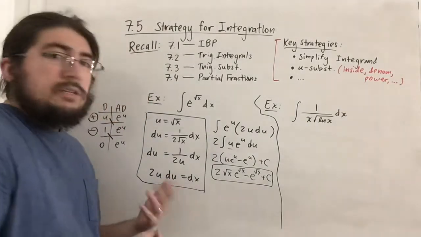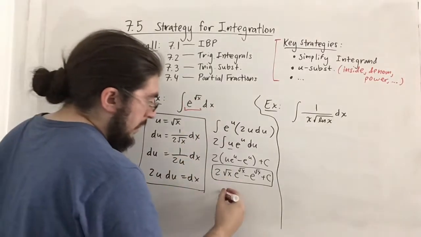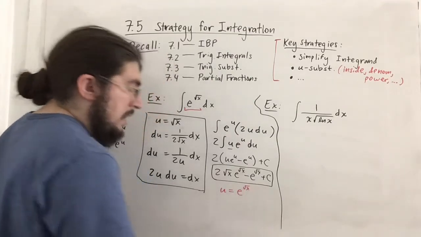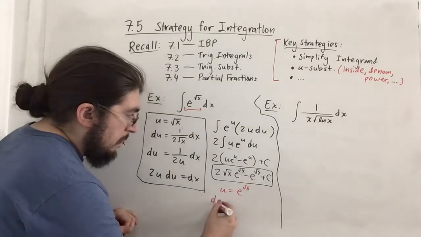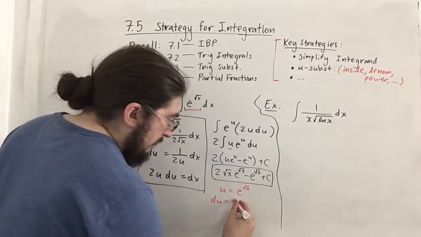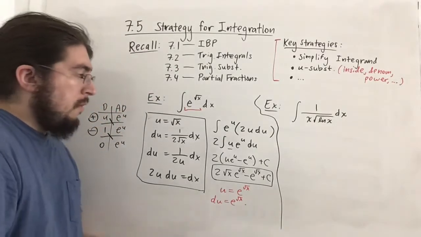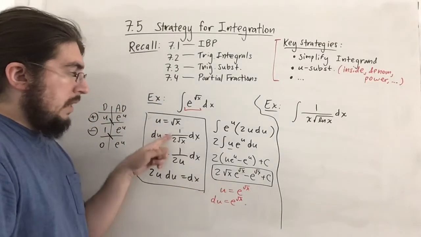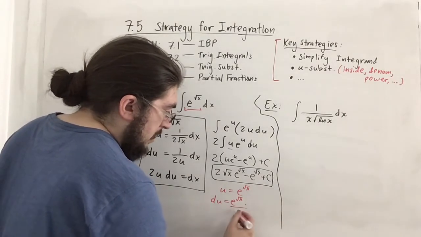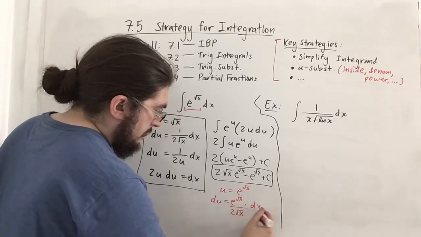So let's just ask ourselves what would happen if u was equal to the whole integrand e to the radical x. Well, if u was equal to e to the radical x, then du, its derivative, would be what? Well, derivative of e to anything is itself, but then you have to multiply by the derivative of the power by chain rule. And we already saw derivative of radical x is this, so we end up getting essentially a 2 radical x in the denominator and then dx.